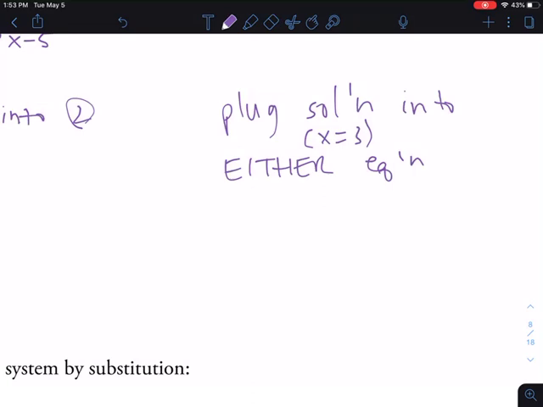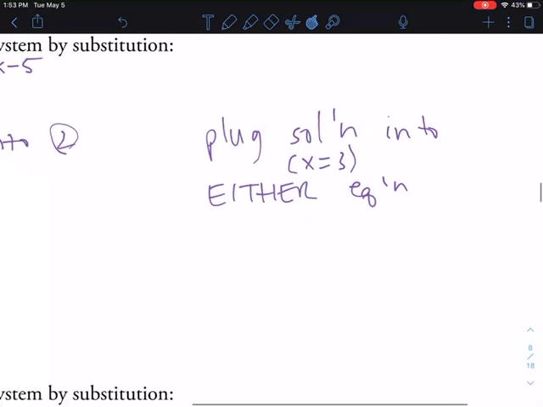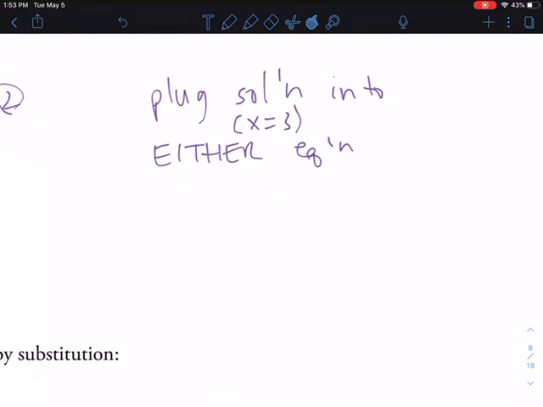The only time it matters is when you do this step. Okay, so once you've found this, then you have to plug that modified one into the other one. That's the only time that it matters. But when you do this step to find the solution, you can plug it into either. I happened to pick to plug it into equation 2 because I think it's easier, but you could do either thing.